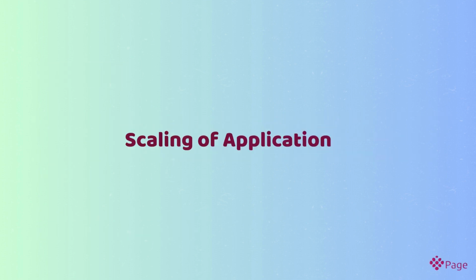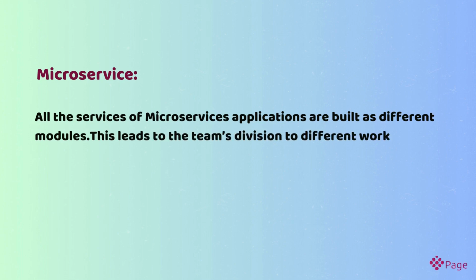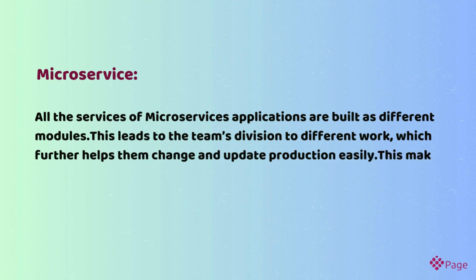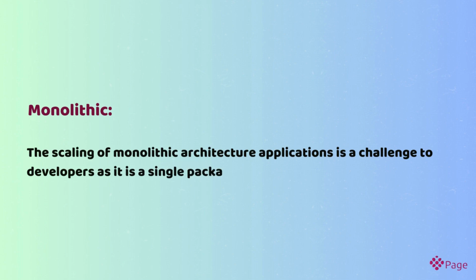Scaling of application. Microservice. All the services of microservices applications are built as different modules. This leads to the team's division to different work, which further helps them change and update production easily. This makes the scaling of the application easier. Monolithic. The scaling of monolithic architecture applications is a challenge to developers as it is a single package unit.